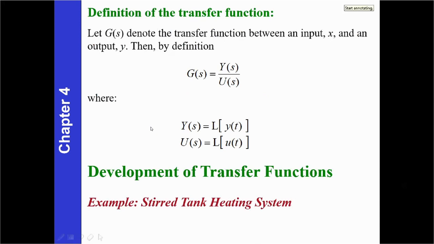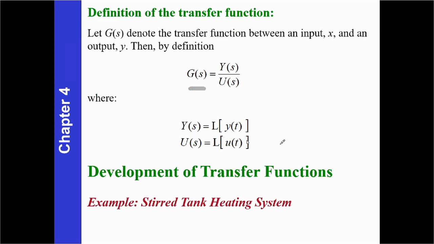between an input x and an output y in this case. So by definition, the transfer function G(s) here equals Y(s) over U(s), or the output over the input, as a function of s. So you have learned about the Laplace transform. Y(s) is equal to L, the Laplace transform of y(t), and the input U(s) equals L of u(t).